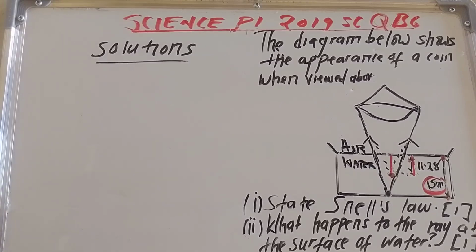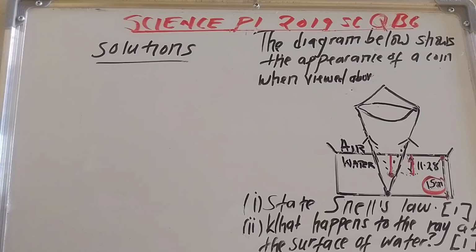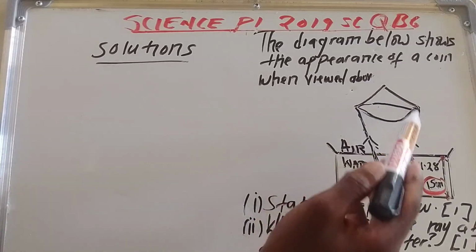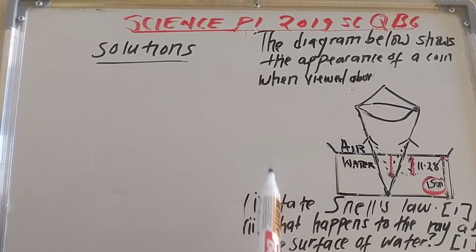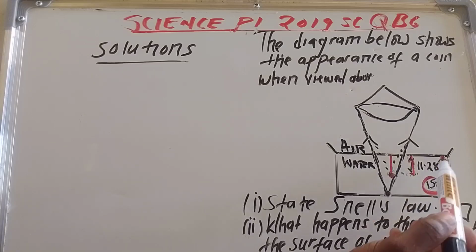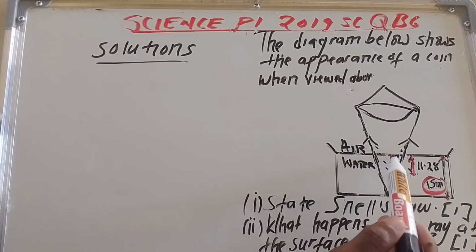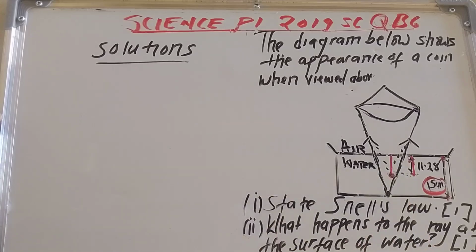Okay, so let's go to the question. The diagram below shows the appearance of a coin when viewed from above. So we have been given this coin, which is here, which is immersed in water, and then this coin is being viewed from above, and this is how it appears. It actually has two heights. It has this height, from this point to this point, and then it also has this height from this point up to this point.